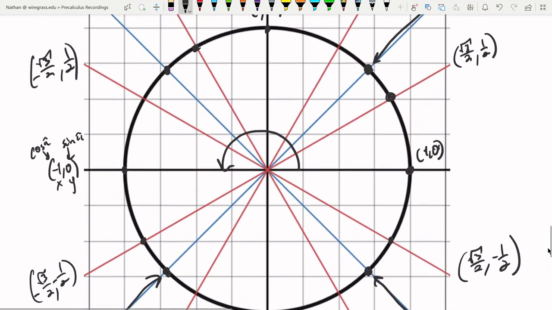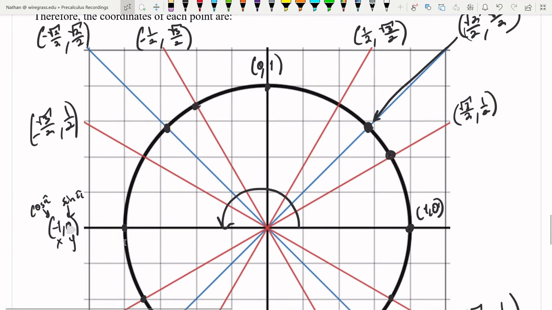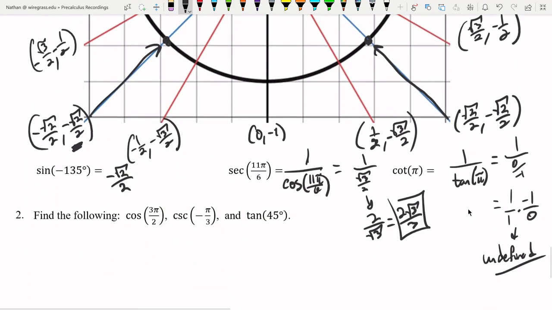That's kind of a basic way of doing this. You're really just looking for what's the x coordinate, the y coordinate, depending on if it's sine or cosine. And then if it's tangent or cotangent, remember tangent is y over x, and then go from there. Give it a try in number 2.